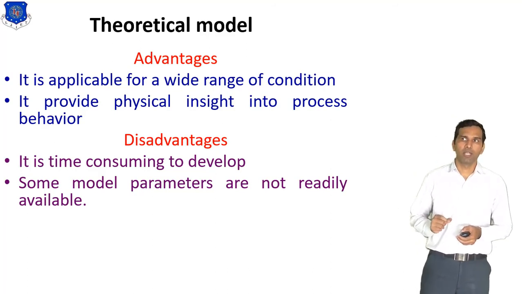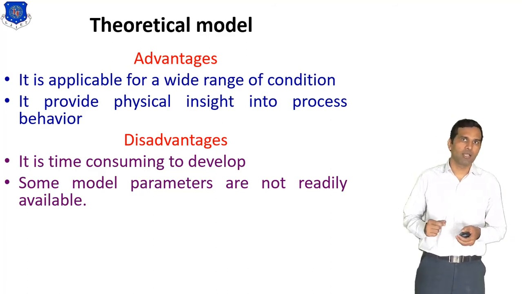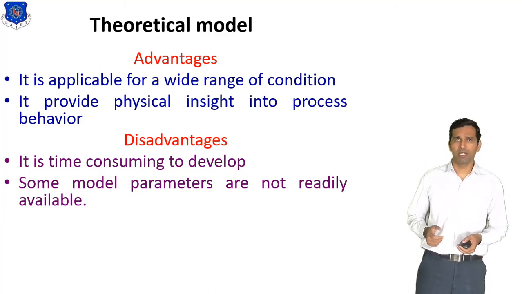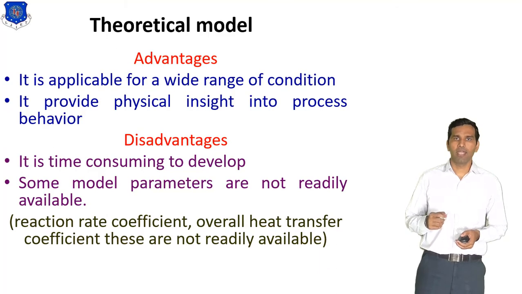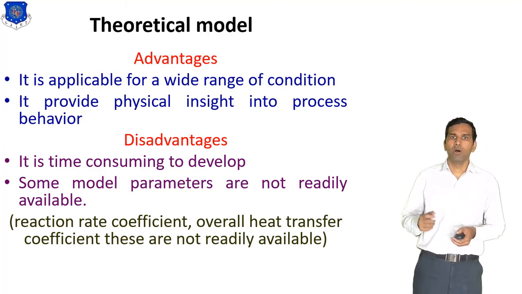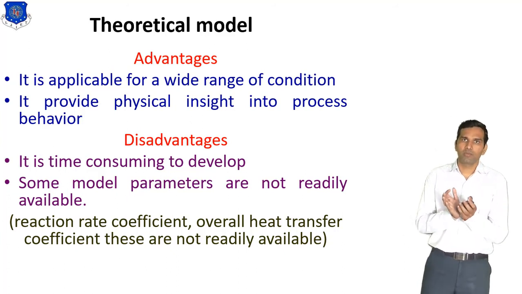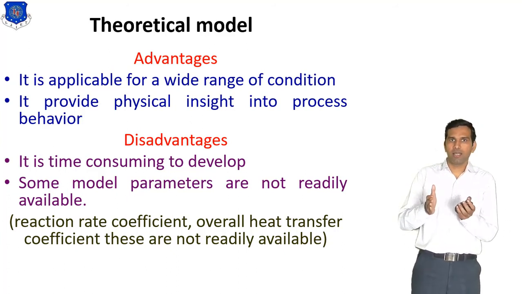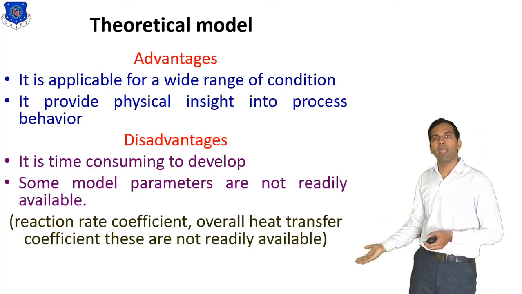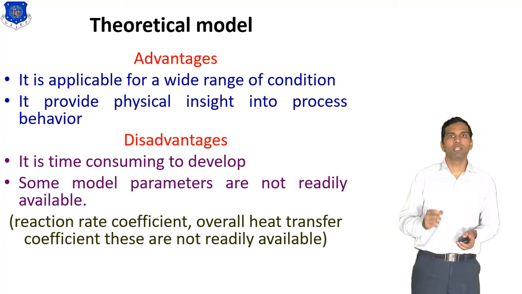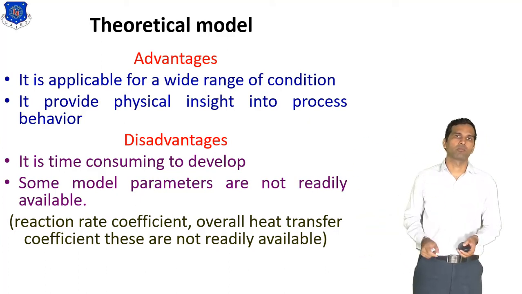That means there are a few parameters that are not readily available. So this is the limitation. For example, the reaction rate coefficient, the overall heat transfer coefficient, and similar coefficients are not readily available. So these are the advantages and disadvantages of the theoretical model.